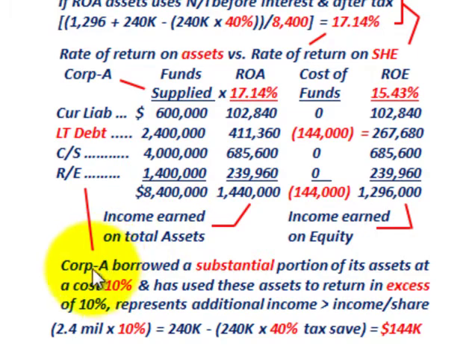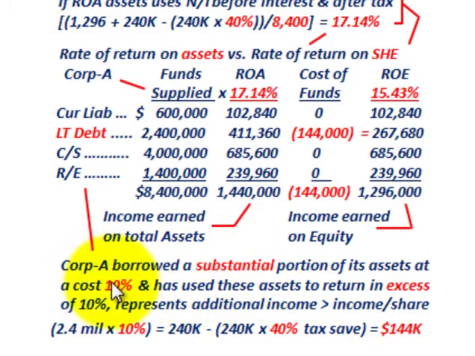these calculations? So what we have here is Corp A borrowed a substantial portion of its assets at a cost of 10%. And they have used these assets to return in excess of 10%. And that represents additional income or income per share. So the company made more income by borrowing money to buy assets, and they earned money on those assets. So the stockholders are happy. We're going to have a greater income per share based on the fact that they borrowed these funds and they've made money on these funds.